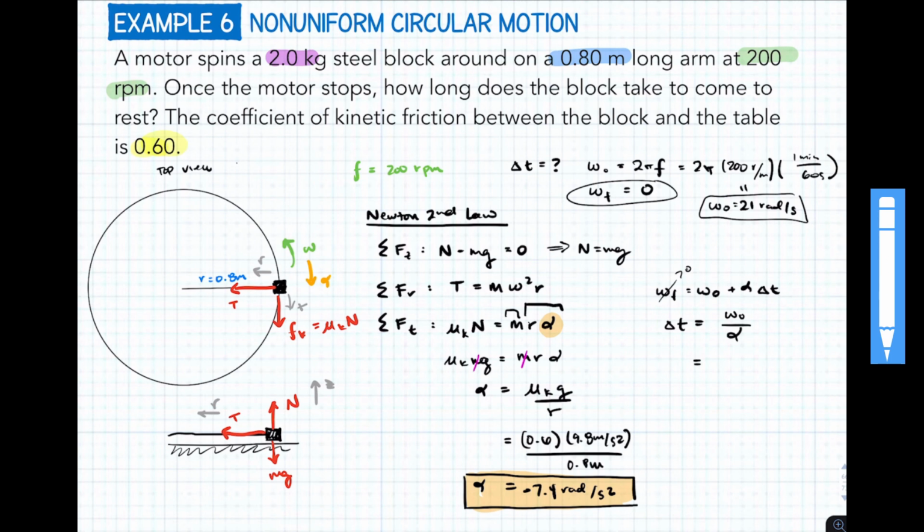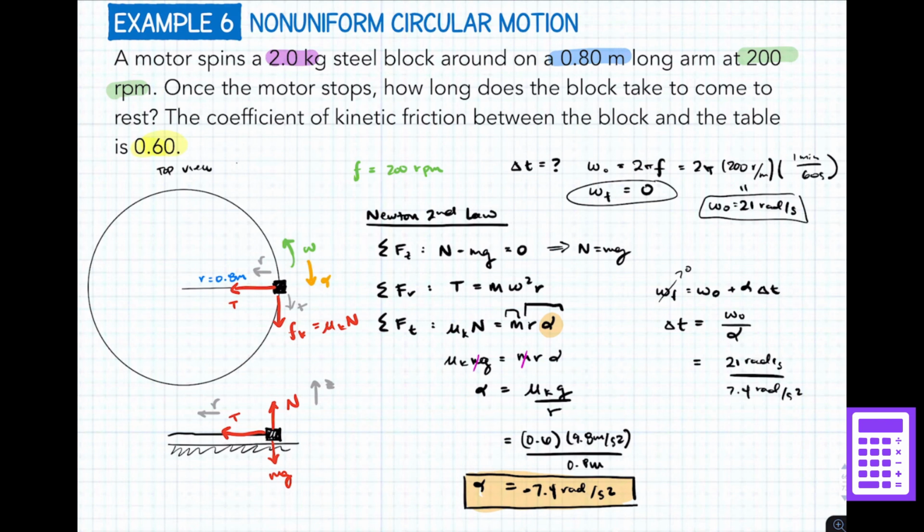We plug in our values and we get 21 radians per second divided by 7.4 radians per second squared. Anyone want to give me an estimate of what that answer is going to look like? Little under 3, right? Because it's about 21 divided by 7, but it's a little bit bigger than 7. So that's going to give us 2.8 seconds. So it takes 2.8 seconds for this thing to come to a stop.